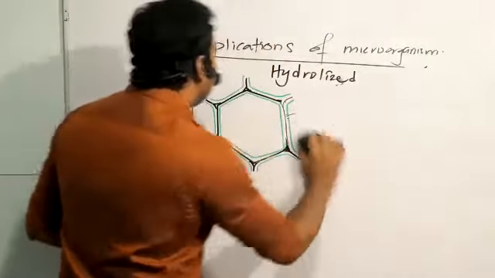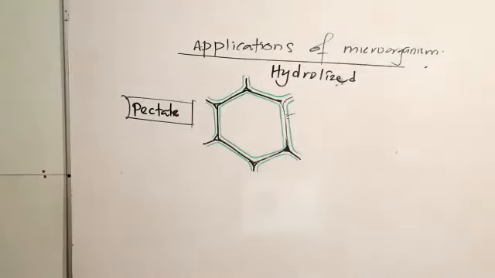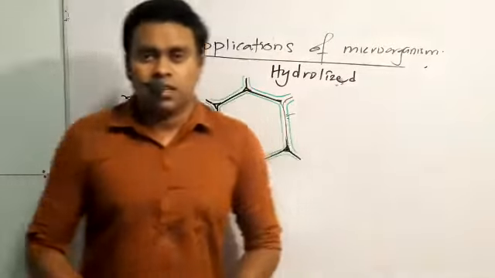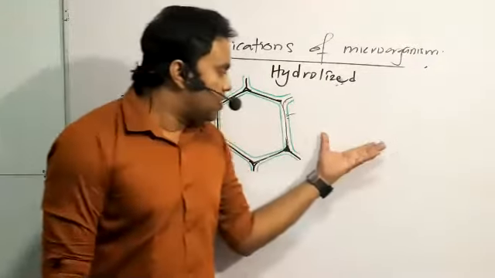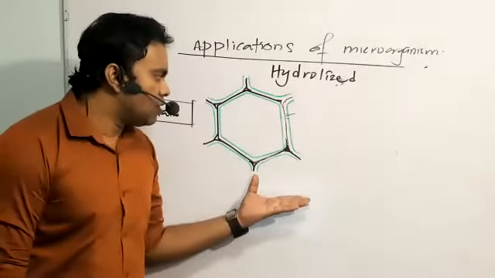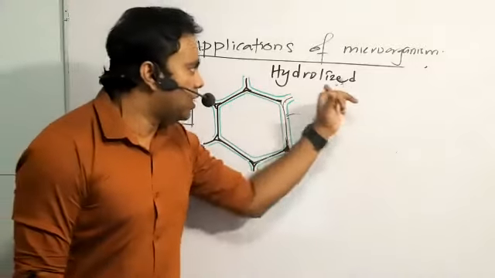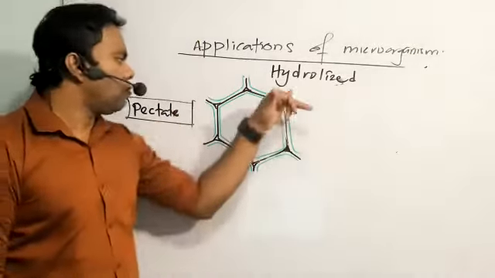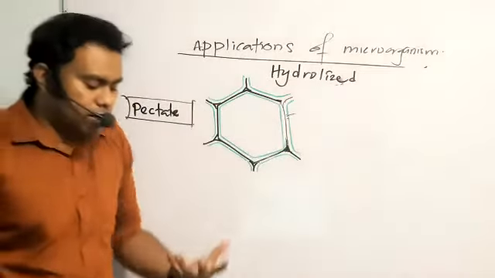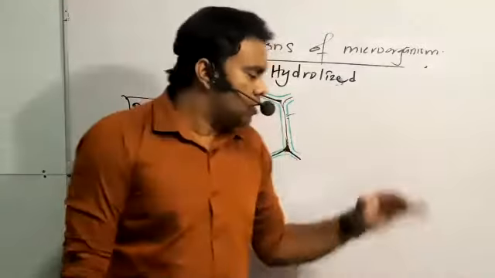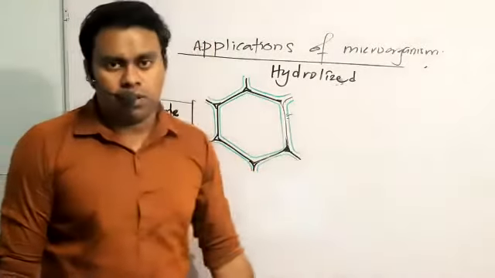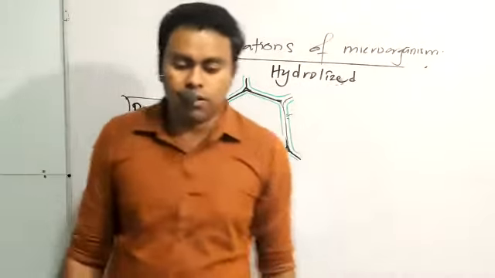Now who hydrolyzes? Bacteria. But some bacteria produce this pectinase enzyme, so it can hydrolyze this pectate or pectin. Then we find it easy to separate these plant fibers from plant materials. Okay, next point, take down.